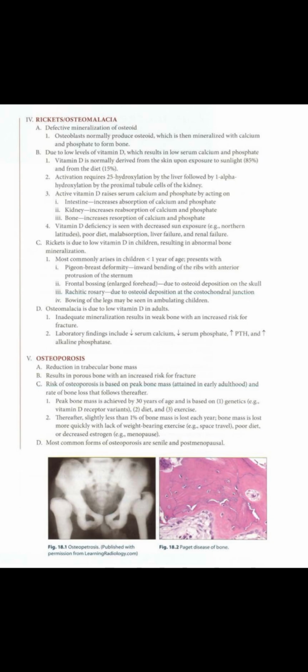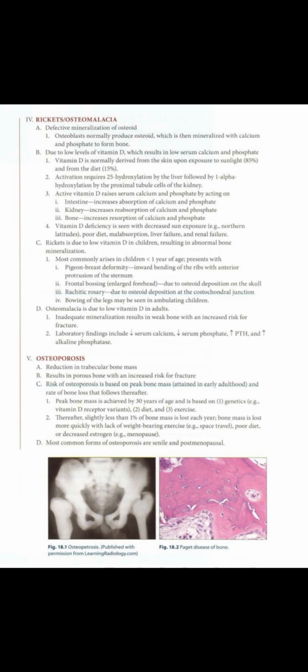Osteomalacia is due to low vitamin D in adults. Inadequate mineralization results in weak bone with an increased risk for fracture. Lab findings include less serum calcium, less serum phosphate, more PTH, and more alkaline phosphatase.